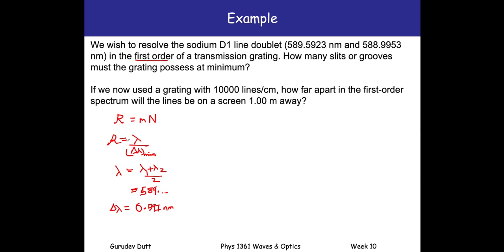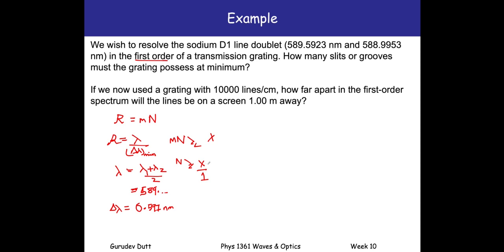So we want this lambda over delta lambda minimum to be at least this much, right? So mN has to be greater than or equal to this value, which we have obtained by finding lambda divided by delta lambda. So if I call that some value x, which is just lambda divided by delta lambda, then N has to be greater than or equal to x divided by m, small m, which is just 1 in this example. If it had been 2, that just means that N would be half of the value you would need in the first order.